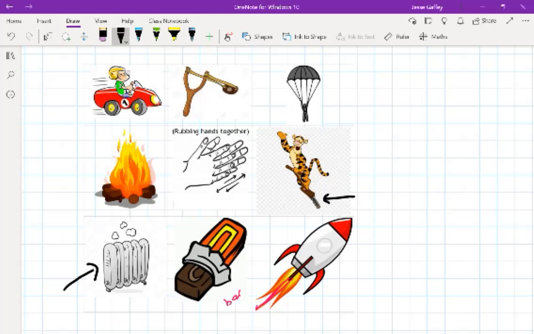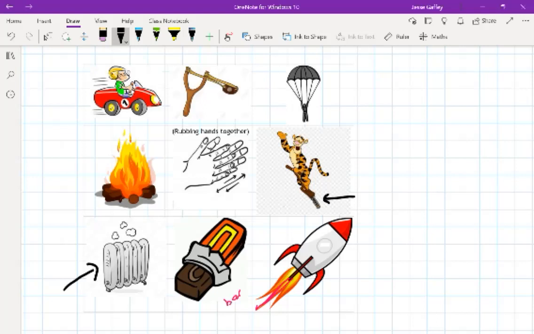Right, the second one, the slingshot. The elastic energy store is the main one because we stretch the rubber bands. And then as you fire the stone or whatever you've got in it, you're going to have the kinetic energy store. But the main energy store there is going to be the elastic.